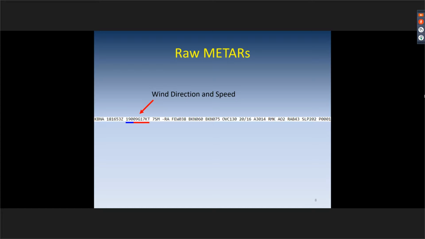The second 2 numbers are the sustained wind speed. All right, so 09. So this is 190 degrees, the wind's blowing from 190 degrees at 9 knots. And winds on these are all done in knots instead of miles per hour. The G stands for gust. And then 17 is what the gust is. So it's out of the west-southwest at 9, gusting to 17 knots.